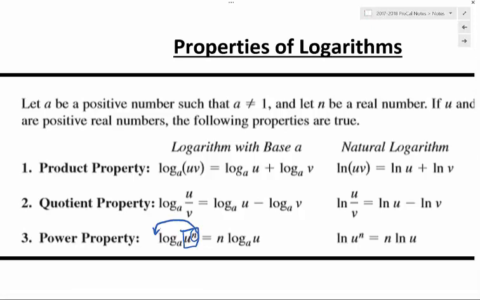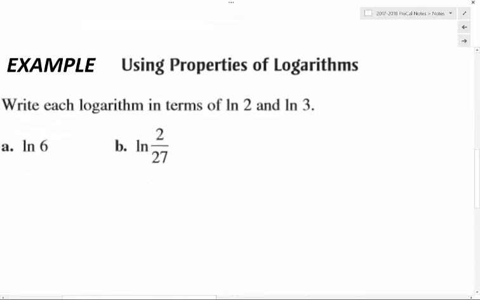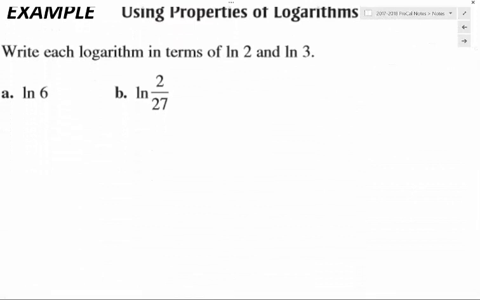That can be beneficial sometimes because if I have log base 3 of 5 to the x power, I can roll the x off to the front of it and then do log 5 divided by log 3 and solve. So using properties of logarithms, write each of these in terms of log 2 and log 3.